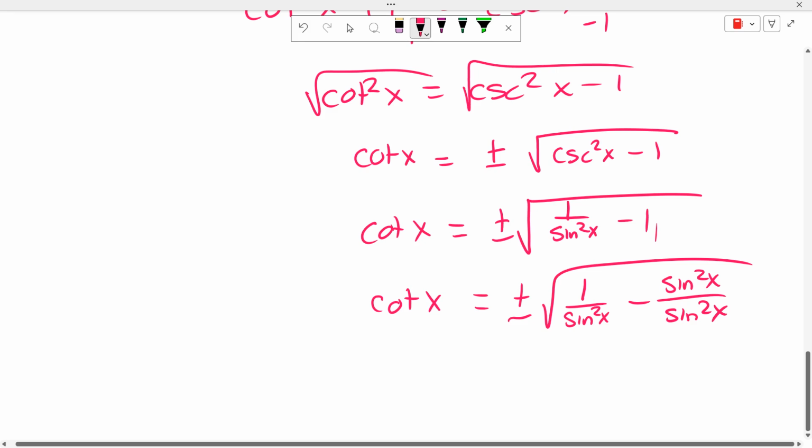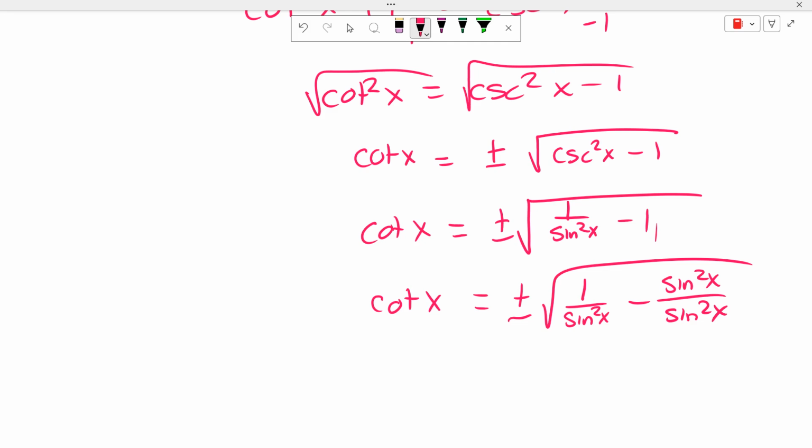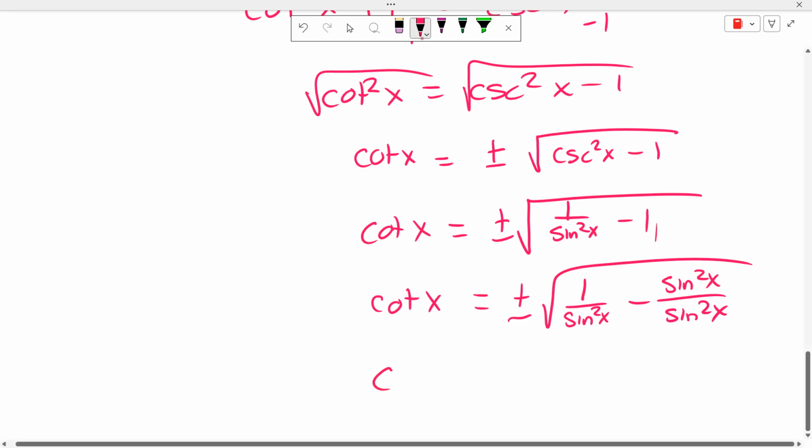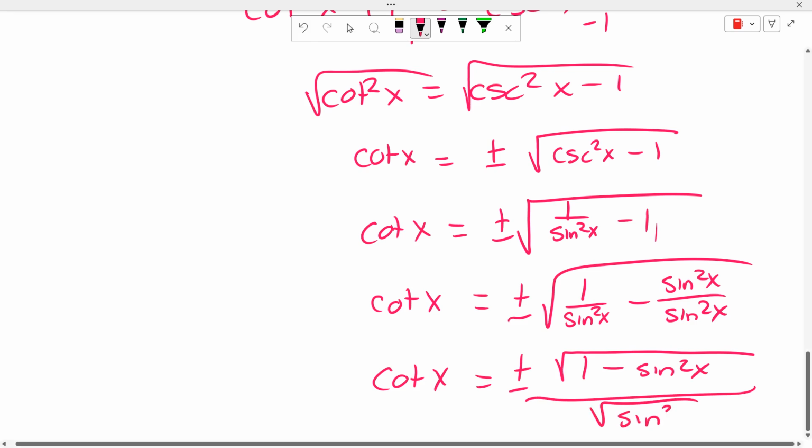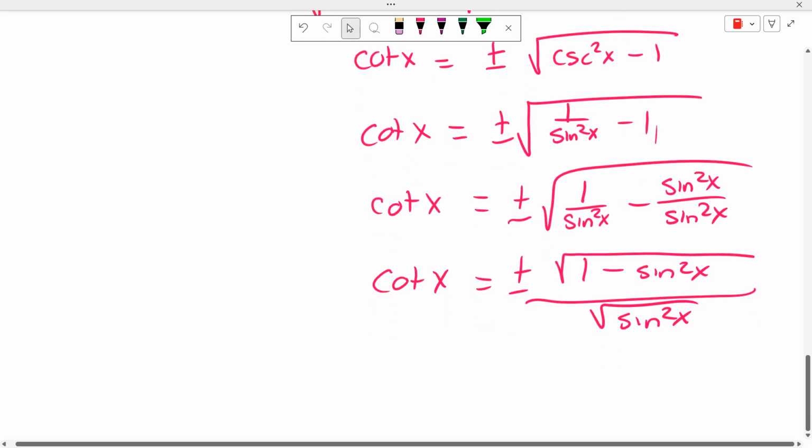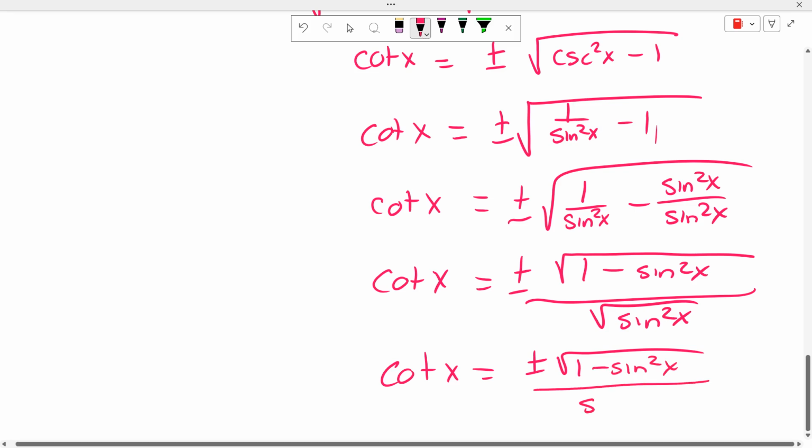1 is the same as sine squared of x over sine squared of x. That's the same as 1, right? So that way I can get a common denominator. So in my numerator, I have 1 minus sine squared of x. In my denominator, I have the square root of sine squared of x. What's the square root of sine squared? Because now I have rationalized my denominator. There's no longer a square root in my denominator.